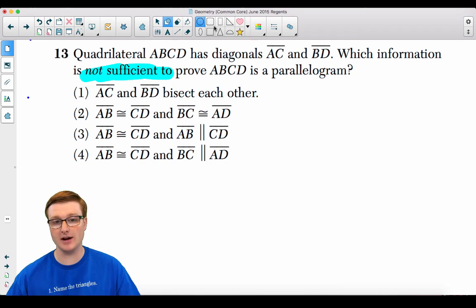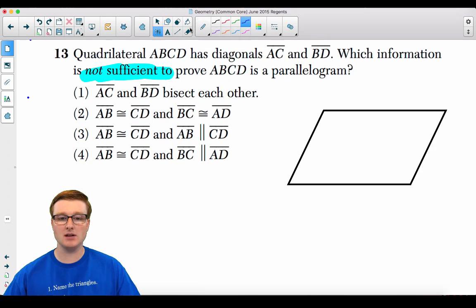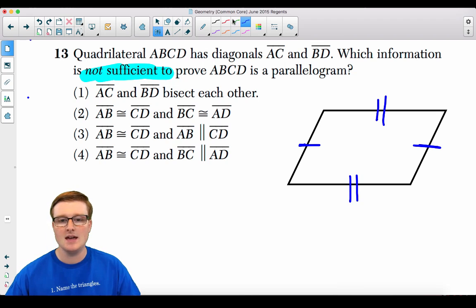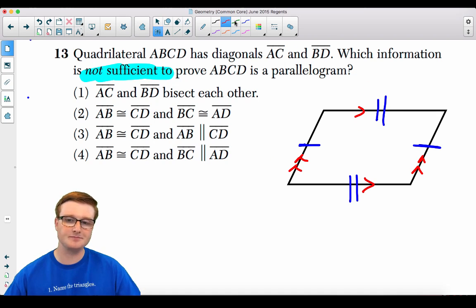If we have a parallelogram, which I'm going to draw one right now, you could prove a parallelogram in the following ways. You could prove two pairs of two congruent opposite sides. So if the opposite sides are congruent in a parallelogram and there's two pairs of them, it is a parallelogram. You could also say that if you have two pairs of two parallel sides who are opposite each other, that could also prove a parallelogram.